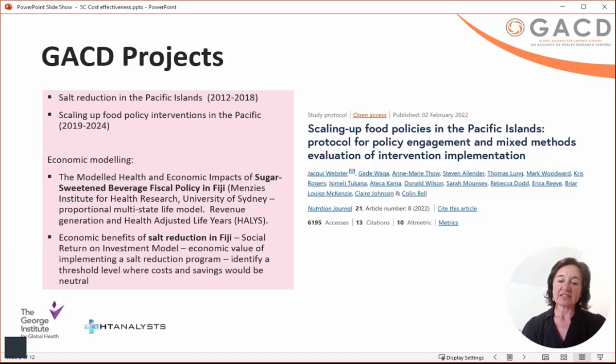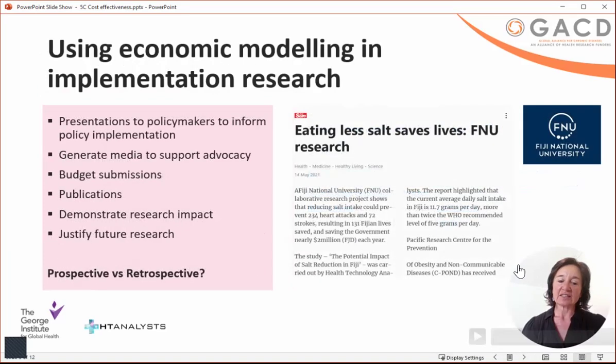First, I wanted to explain how we use economic modelling to support scale-up research. This includes presenting to policymakers to influence policy uptake, or, in the case of sugar-sweetened beverage taxation, which is already in place in Fiji, to strengthen implementation. We use the economic modelling of salt reduction in Fiji to support a budget submission, as well as disseminating the results using the media. Other uses include demonstrating research impact and helping to justify future research.